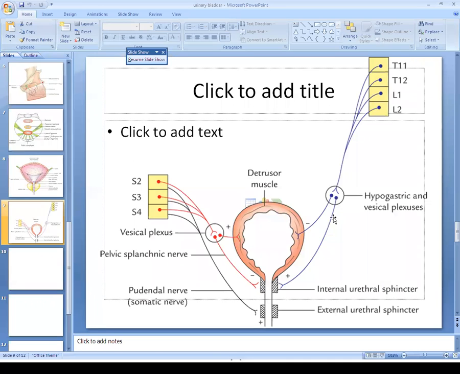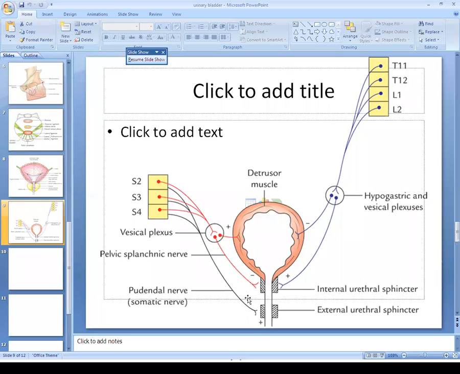Okay, so sympathetic is T11 to L2, and it is for holding the urine, and parasympathetic is S2, S3, S4, and it is for the micturition. The voluntary supply to the external sphincter is by the pudendal nerve. So this will bring about the voluntary micturition along with the parasympathetic nerves. The internal sphincter is not supplied by the somatic nerve, so it is involuntary. Internal urethral sphincter is involuntary and the external sphincter is voluntary.